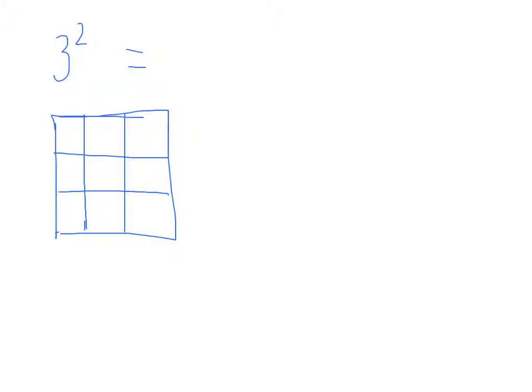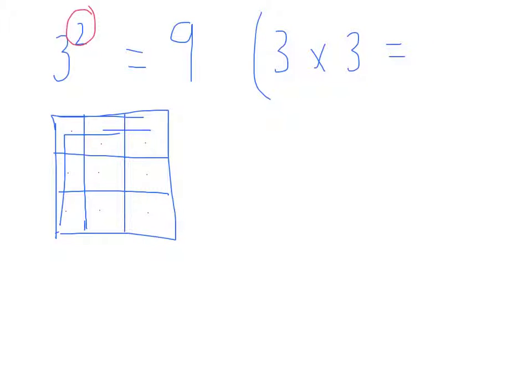Okay, so let's look at our first example. 3 squared is the same as saying 3 to the power of 2. So 3 squared is basically saying a 3 by 3 grid, and in this 3 by 3 grid we can see that altogether we have 1, 2, 3, 4, 5, 6, 7, 8, 9 squares. So 3 squared equals 9, and we know that's true because 3 times 3 equals 9. So 3 squared means that it's 3 multiplied by itself.